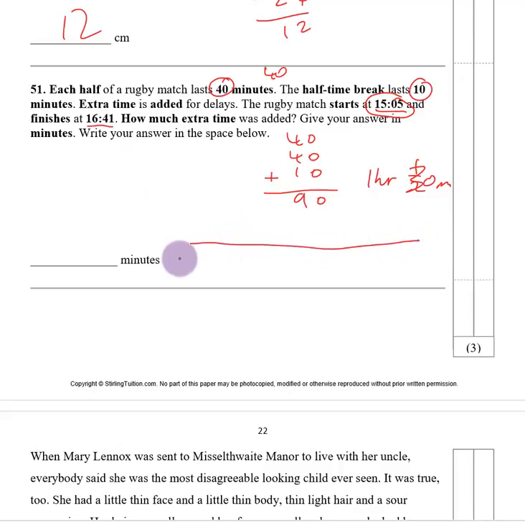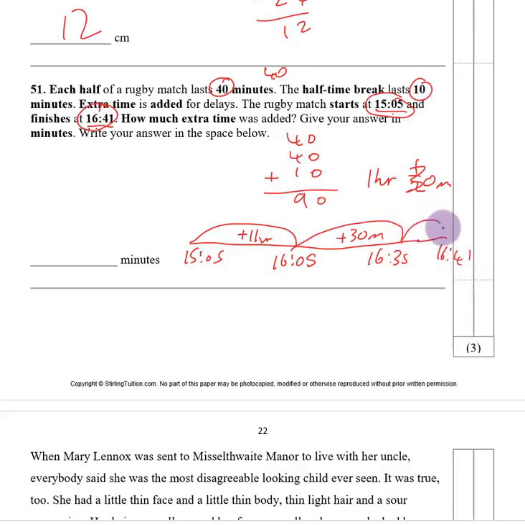So I'm going to do my timeline. So I'm at 15:05. I'm going to add on the hour, plus 1 hour, gives me 16:05. And now I'm going to add on the 30 minutes, which takes me to 16:35. And then it actually finished at 16:41. So 16:41 is when it finishes here. So how much extra time has been added on? What have I done to get from 16:35 to 16:41? I've actually added 6 minutes, and that there is the extra time that will have been added.